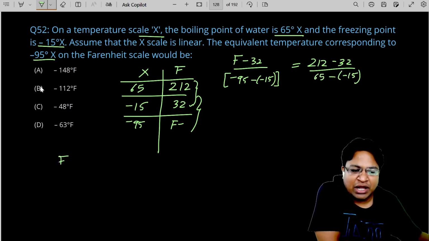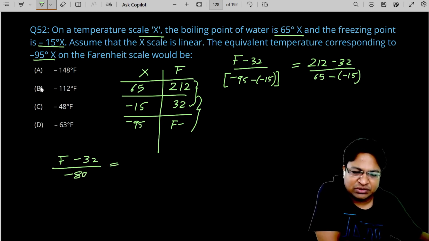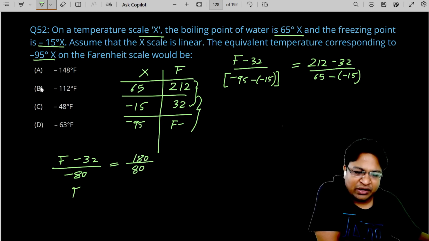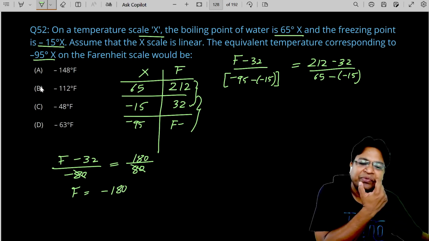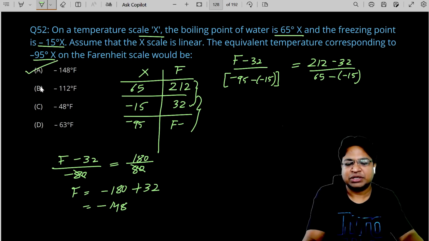So F minus 32 divided by, this will become minus 80. So minus 80 is equals to, and here you will get 180 divided by, this would be 80. So F becomes equals to minus 1, this gets cancelled. So minus 180 actually. Minus 180 plus 32, so this becomes minus 148. So this option A would be the right answer.